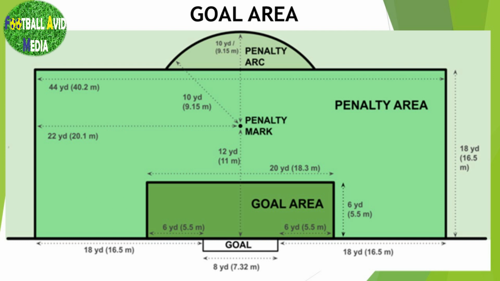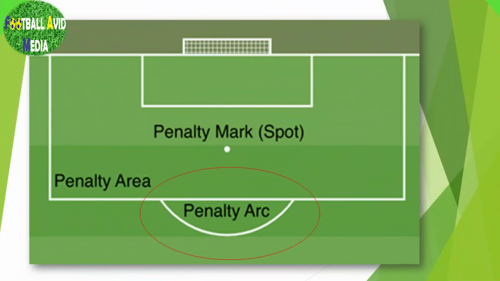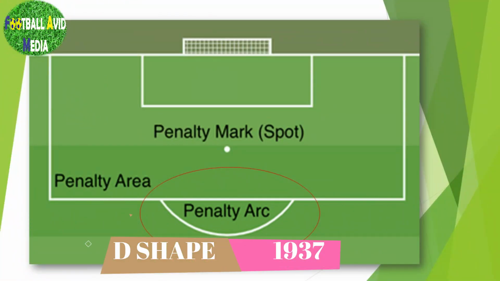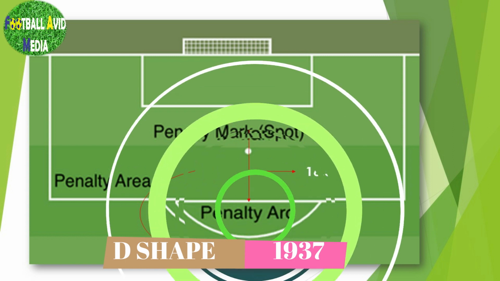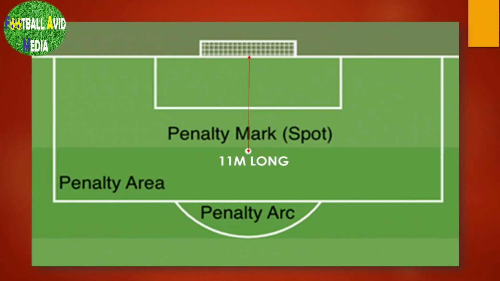The penalty area. The penalty area is the largest box near the goal that incorporates the goal area and penalty spot. It was introduced in 1887 and a D-shaped curve was added in 1937. The lines extending into the field are 16.5 meters long and are spaced 40.32 meters apart. The penalty spot is 11 meters from the goal line and centered on the goal line of the field of play.